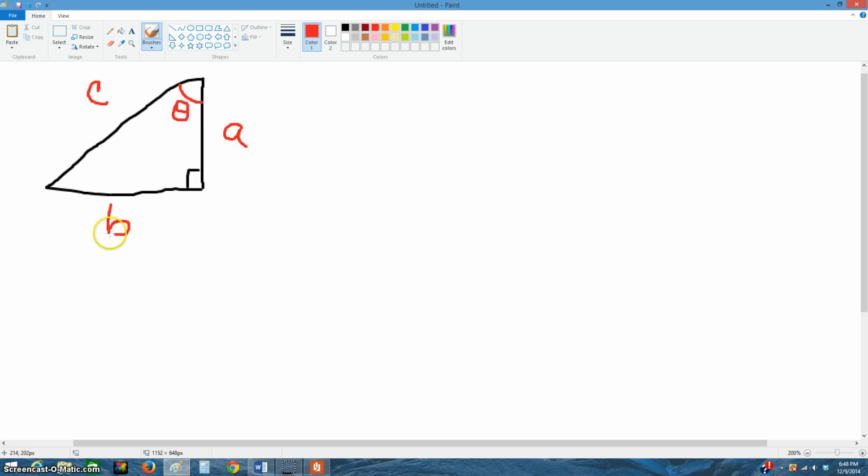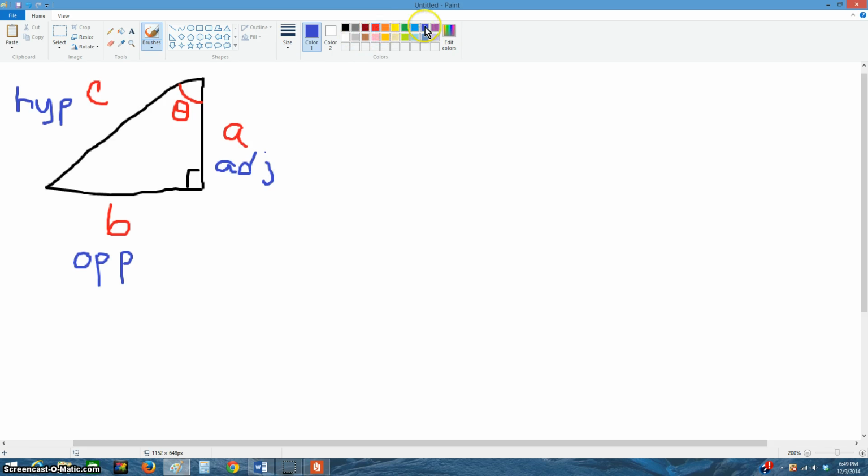The first thing you should do is label with respect to theta. B is opposite, adjacent, or hypotenuse? Okay, it's opposite. With respect to theta, A is adjacent. And of course, directly across from the 90 degrees is what we call our hypotenuse, which is side C. Okay, so now that we've labeled, we can go ahead and find all 6 trig functions.